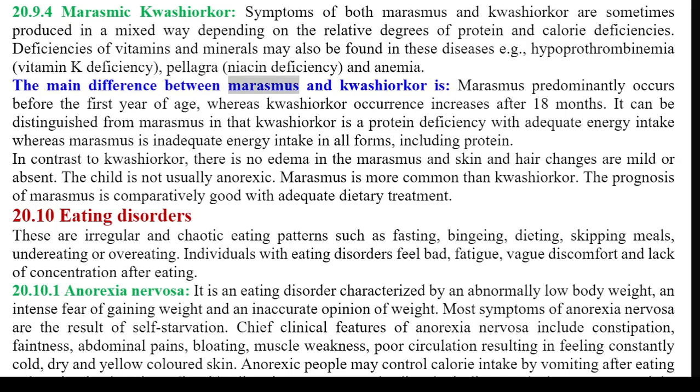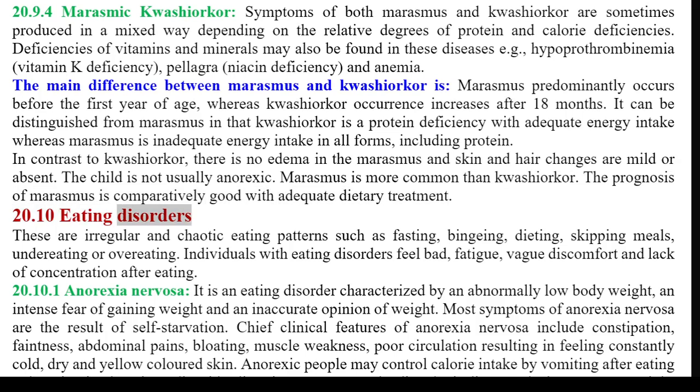The main difference between marasmus and kwashiorkor is that marasmus predominantly occurs before the first year of age, whereas kwashiorkor occurrence increases after 18 months. It can be distinguished from marasmus in that kwashiorkor is a protein deficiency with adequate energy intake, whereas marasmus is inadequate energy intake in all forms, including protein. In contrast to kwashiorkor, there is no edema in marasmus, and skin and hair changes are mild or absent. The child is not usually anorexic. Marasmus is more common than kwashiorkor. The prognosis of marasmus is comparatively good with adequate dietary treatment.